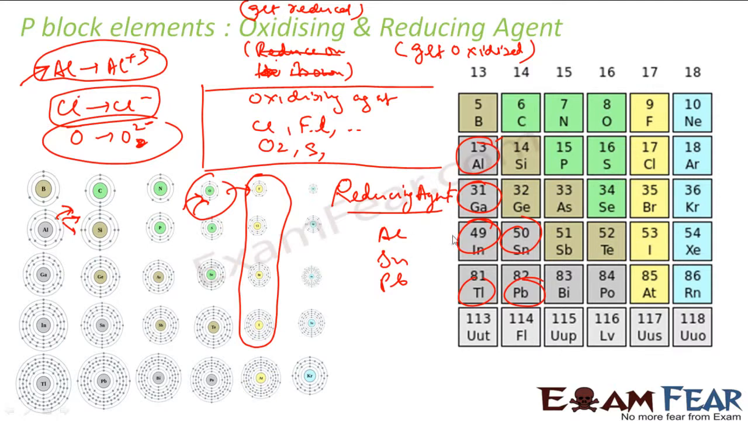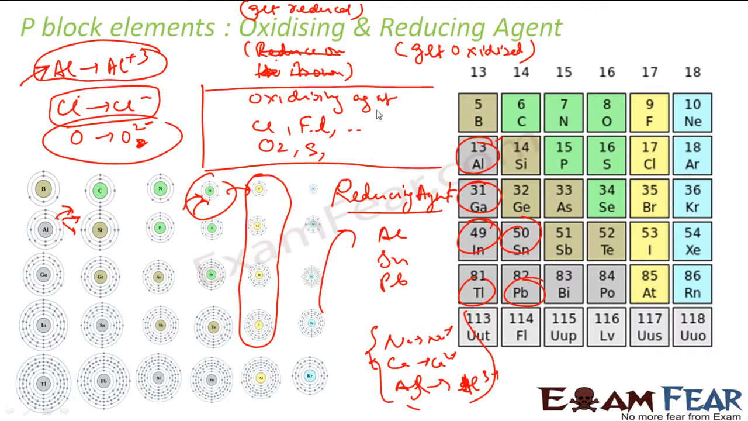So typically metals are my reducing agents because metals have a tendency to oxidize. For example, sodium has a tendency to become Na plus, calcium has a tendency to become calcium 2 plus, aluminum has a tendency to become Al plus 3. So all these metals have a tendency to become oxidized and they are reducing agents. Non-metals have a tendency to reduce themselves and they are oxidizing agents. So since we have metals and non-metals both in this block, we have elements with both oxidizing and reducing properties.